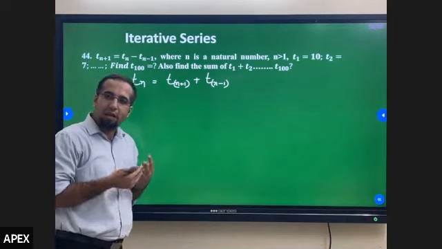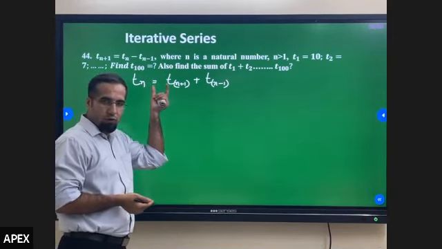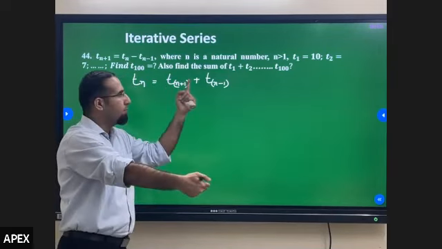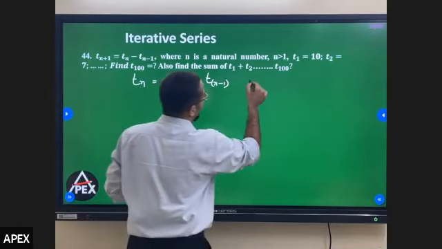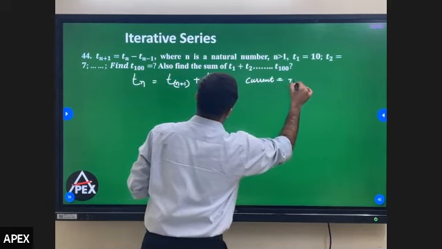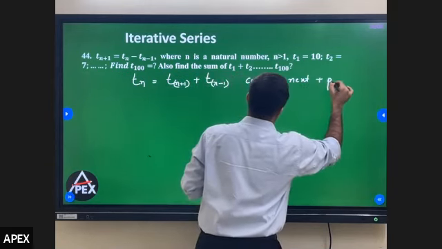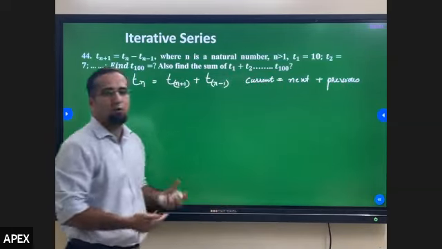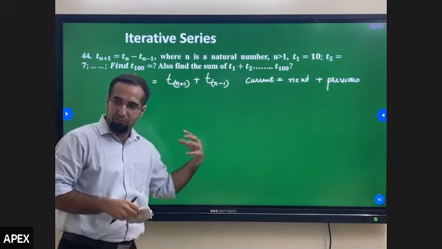Now understand in layman terms. Can I say this is my current term? My current term is equal to T of n plus 1, which becomes my next term, plus T of n minus 1, which becomes my previous term. So in layman terms I would always remember that my current term is equal to my next term plus the previous term. Once I understand this, it becomes easier for me to just keep on adding rather than replacing values every time.